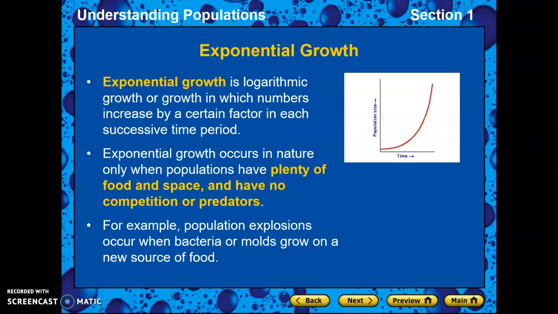You might look at a piece of bread that starts to mold and it might have a little dot, and the next day the whole thing might be green. That's because it can reproduce very quickly.